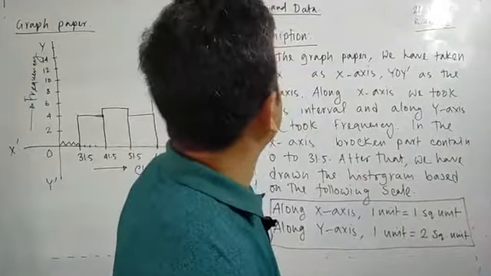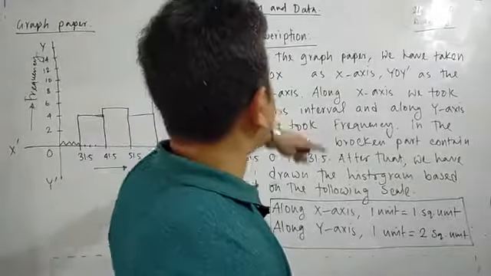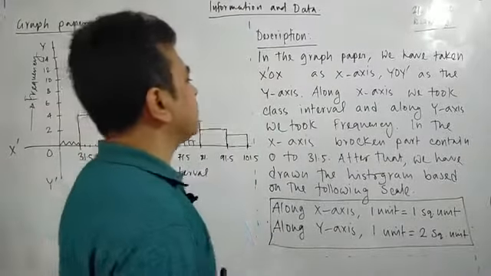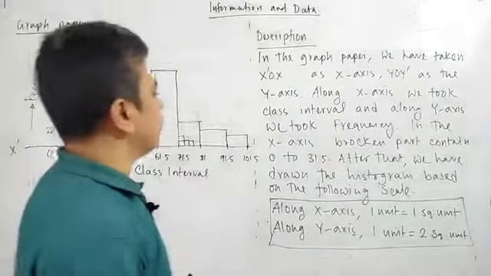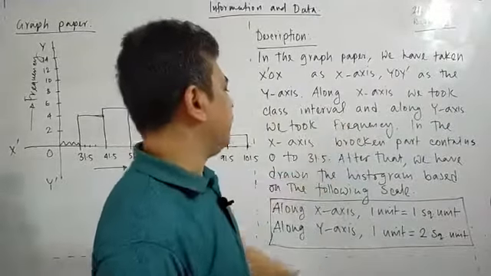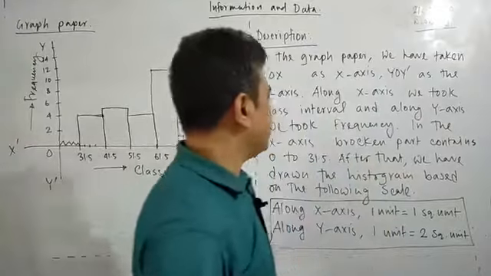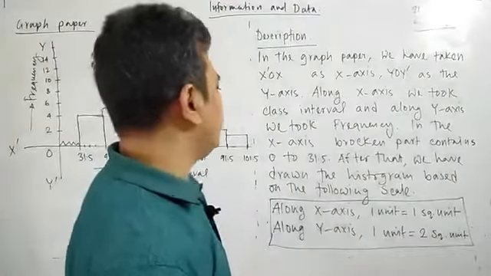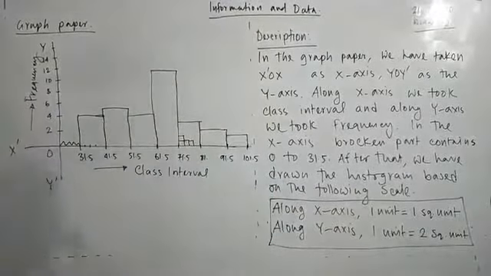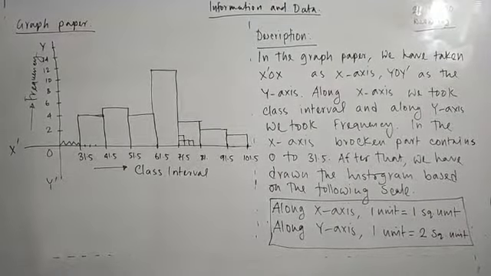In the graph paper we have taken x as the x-axis, y prime as the y-axis. Along the x-axis we took class interval, and along the y-axis we took frequency. In the x-axis the broken part contains 0 to 31.5, and after that we have drawn the histogram based on the following scale. This is the scale. This is very, very important. Did all of you understand or not? So this is the complete histogram. This way you have to draw.